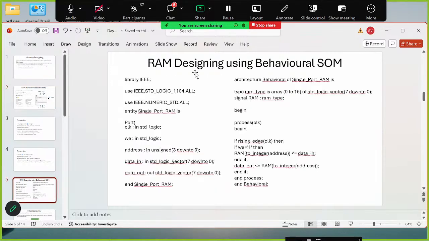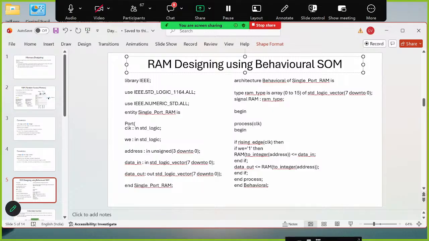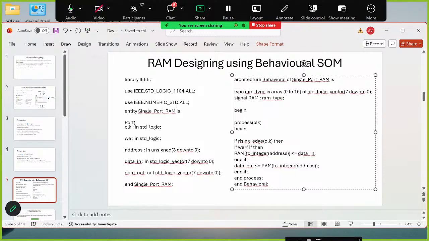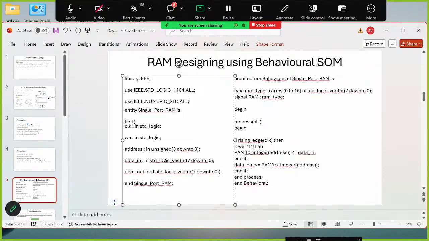RAM designing. RAM designing using behavioral style of modeling. So this time I have already created a program for you. Let me just explain it so that you will find out.